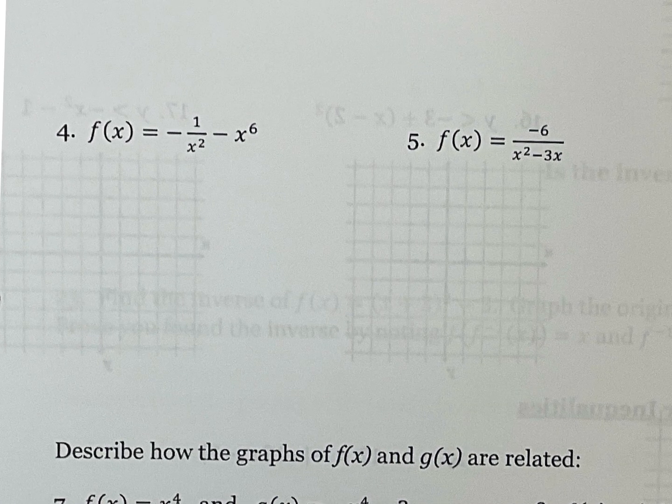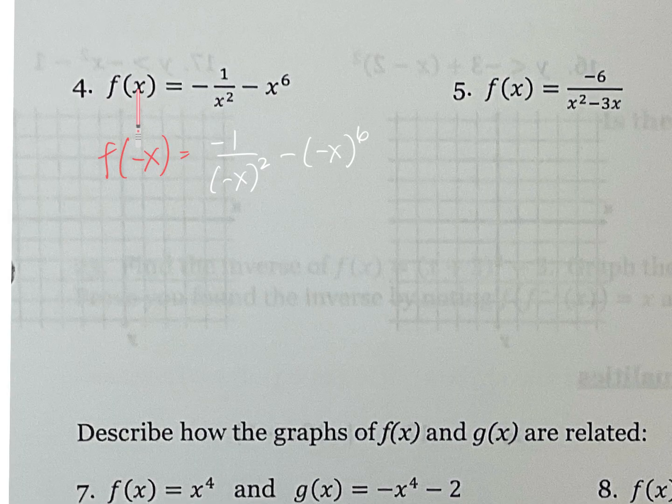So on 5, whenever you're finding if something is even, odd, or neither, we always plug in a negative x into the x. That's what we always start with. When we do that, we get negative 1 over negative x squared minus negative x to the 6th. So the first step is always plug in a negative x wherever you have an x. What would this simplify to be? What's that negative x squared going to do? It's just going to become x squared, right?